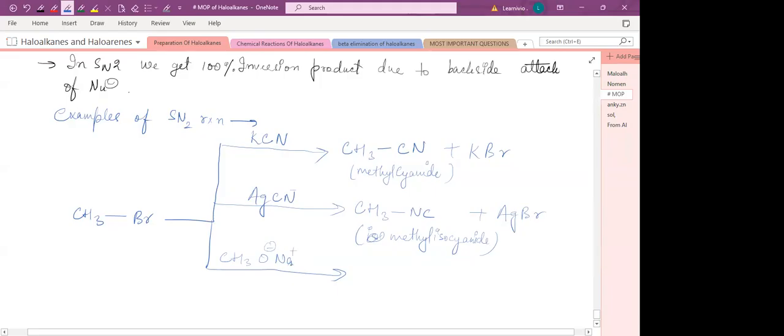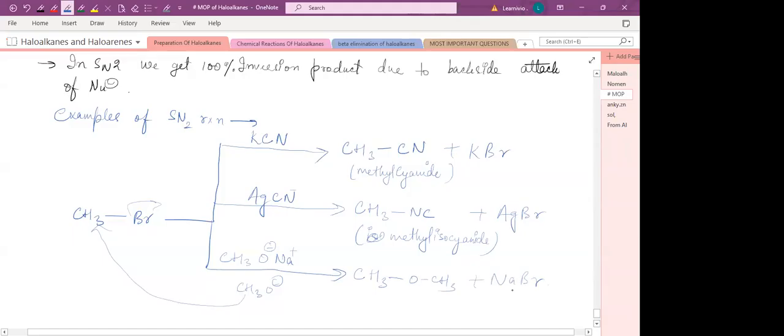Because sodium is a metal, right? Metal gets positive charge, and on the other side CH3O minus. Okay, so obviously the nucleophile here is CH3O minus, right? So what will happen? This will attack on this carbon and this bromine will leave. So basically the product will be the ether, right? CH3OCH3, you can see this is your ether, plus NaBr.